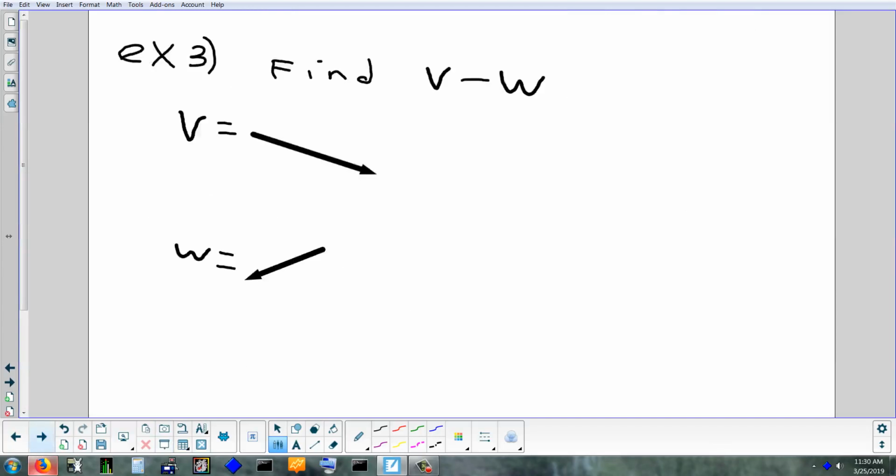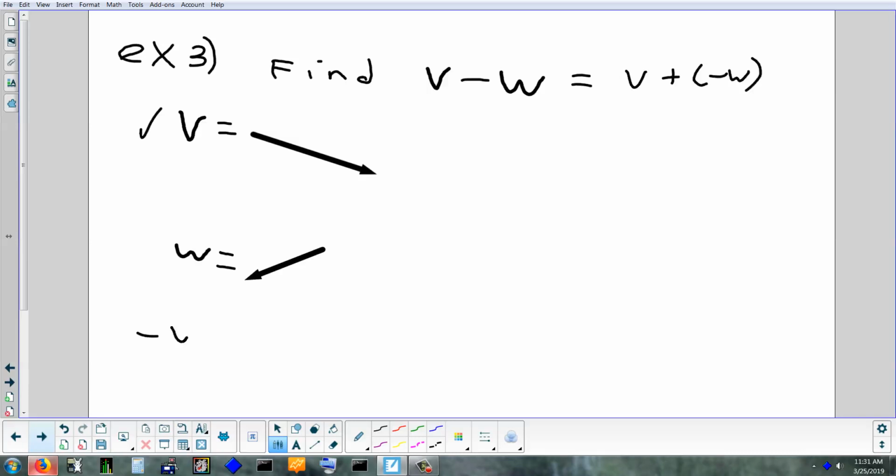Okay, I want to find v minus w. How am I going to think of v minus w? Since I don't really have a way to do subtraction of vectors, I only know how to do addition. So how can you rewrite that as an addition problem? V plus negative w. V, yep, I got it right there. But I'm missing something. What vector am I missing that I need?